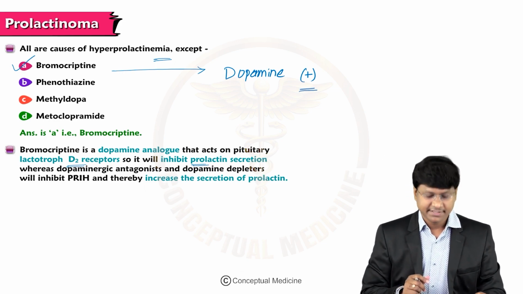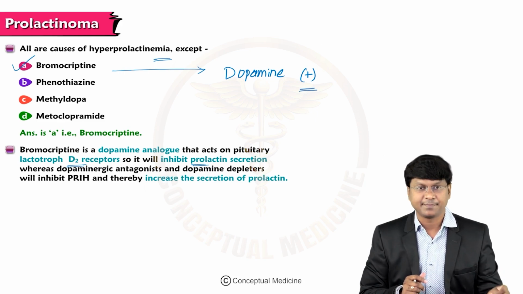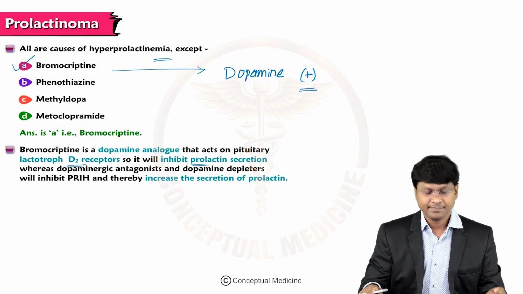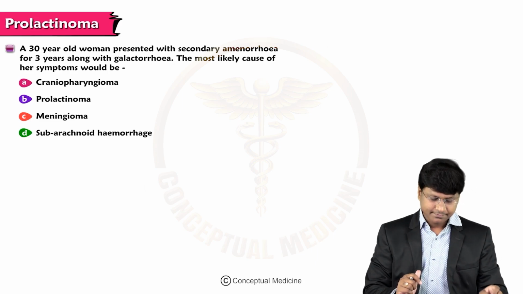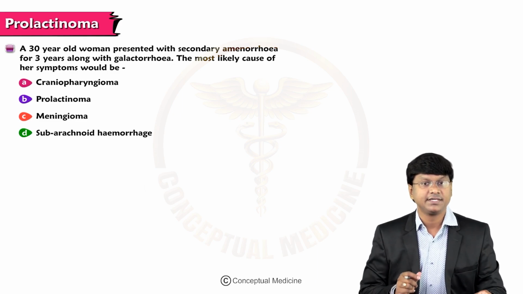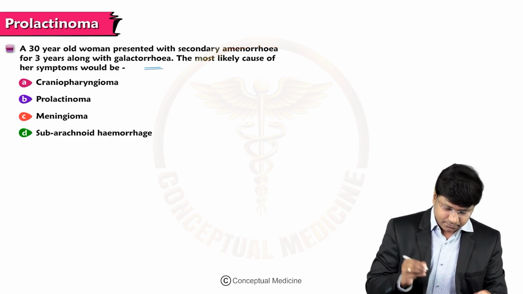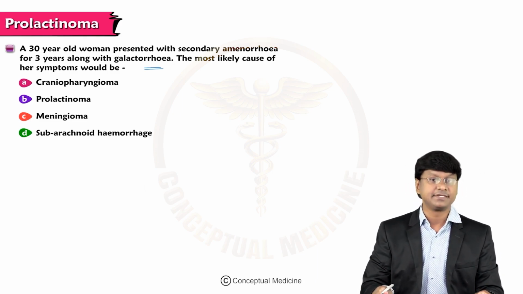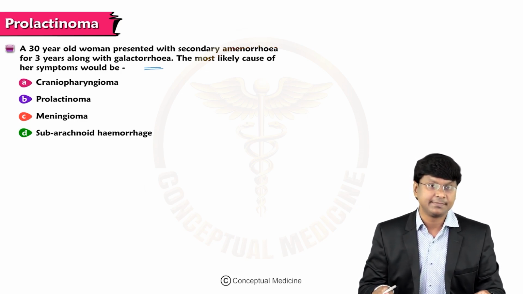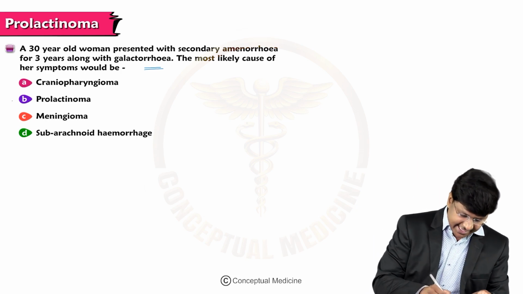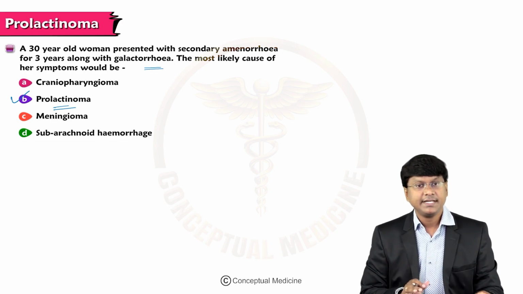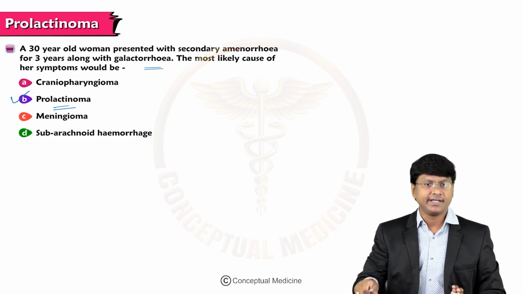Now, after having discussed the conditions causing hyperprolactinemia, let me discuss the prolactinoma per se. So you see this question here. A 30-year-old woman presented with secondary amenorrhea for 3 years along with galactorrhea. The most likely cause of her symptoms would be craniopharyngioma, prolactinoma, meningioma, subarachnoid hemorrhage. The answer to this question is prolactinoma, and this is how the questions can be asked. Now, let me discuss in detail about the prolactinoma.